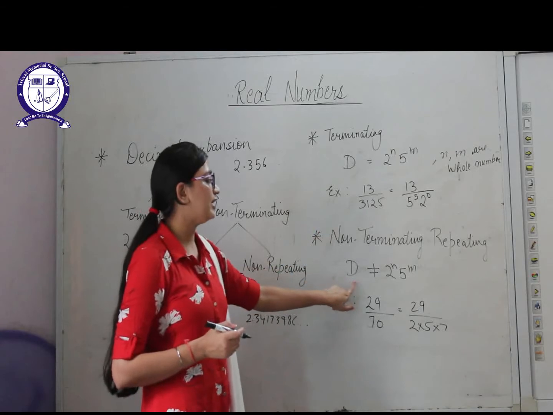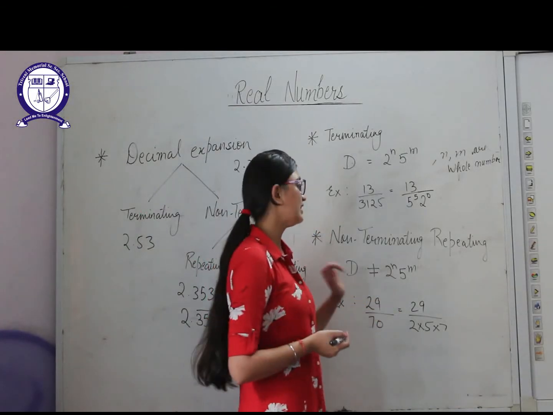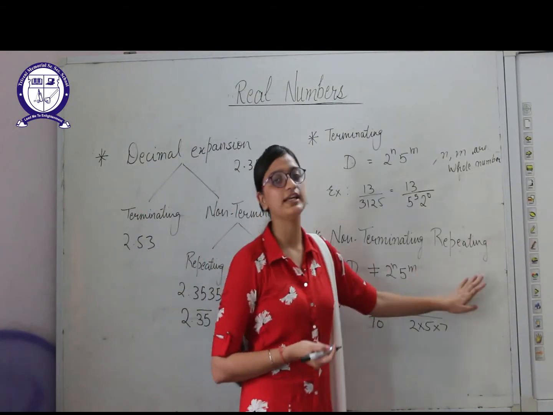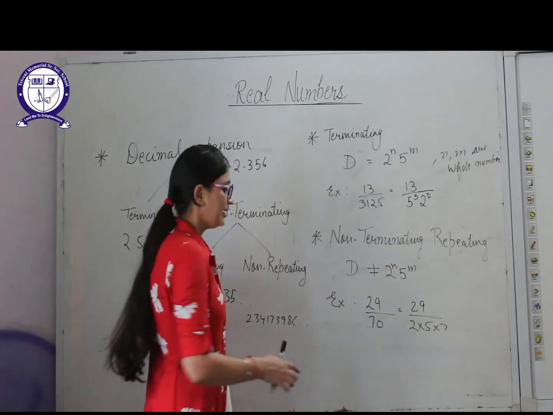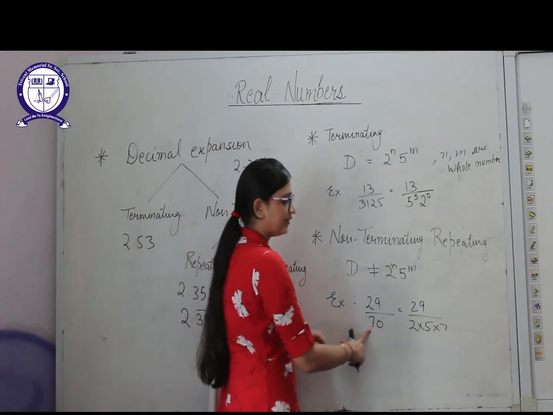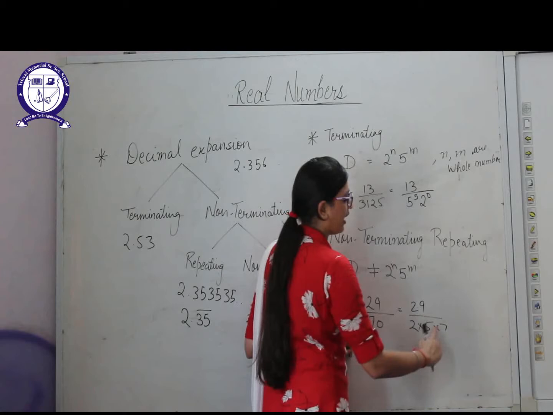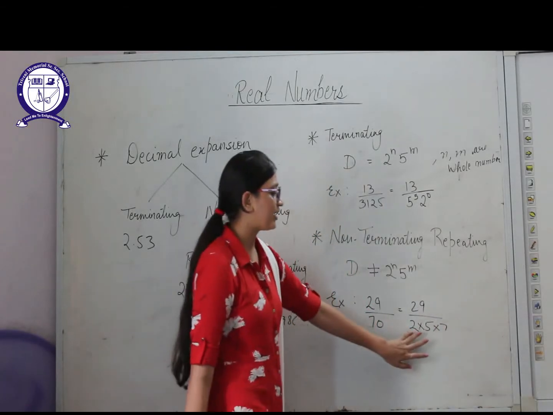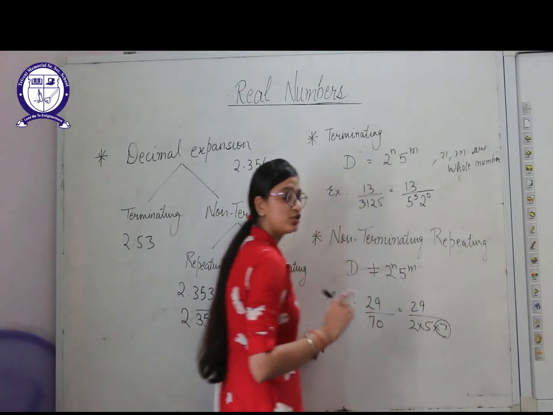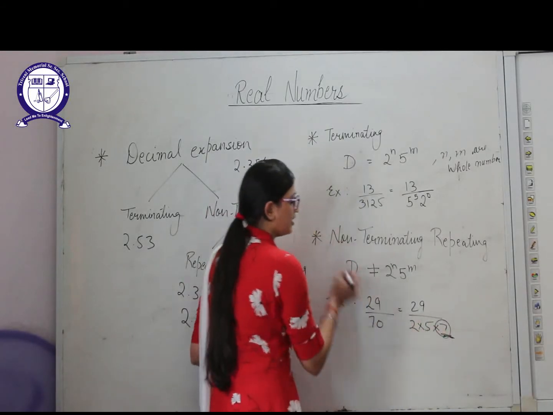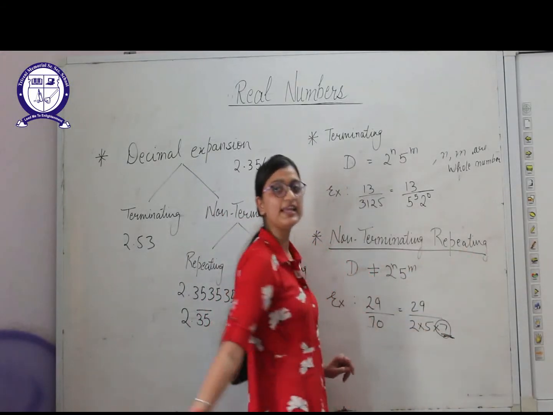But when the denominator is not of this type, then the expansion is non-terminating repeating. For example, we have 29 upon 70. Now the denominator is 70, and 70 can be written as 2 into 5 into 7. We have the factors of 2 and 5, but there is also a 7. So this 7 makes it a non-terminating repeating decimal.